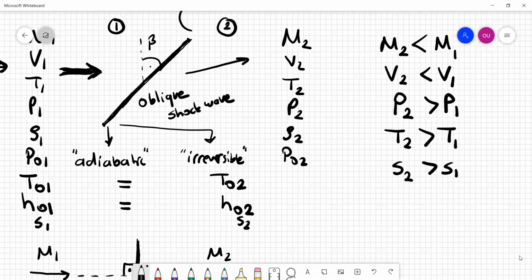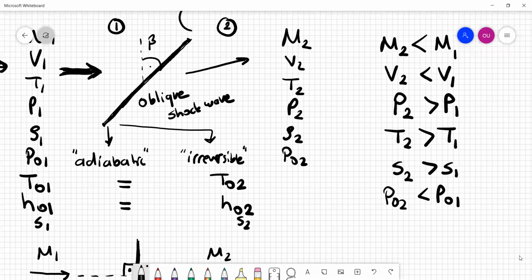What else? Because of the irreversibilities and the fact that the shock wave, this very thin layer, is actually a very viscous layer, all the viscous effects are basically contained within this very thin shock wave layer, creating irreversibility. P02 will be less than P01. Okay, and the stagnation temperature and stagnation enthalpy will remain constant.